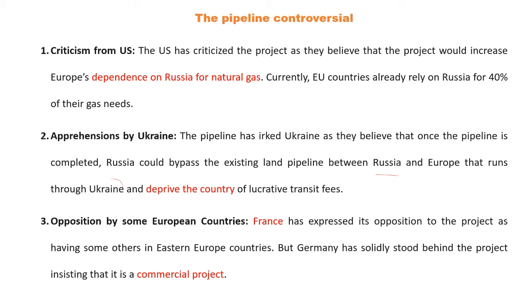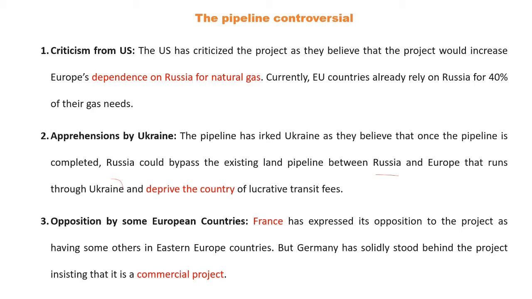What is the opposition by some European countries? European countries oppose this project because they are already more dependent on Russia. If the gas pipeline is implemented, they will be totally dependent on Russia. That is why there is apprehension and opposition from the European countries.